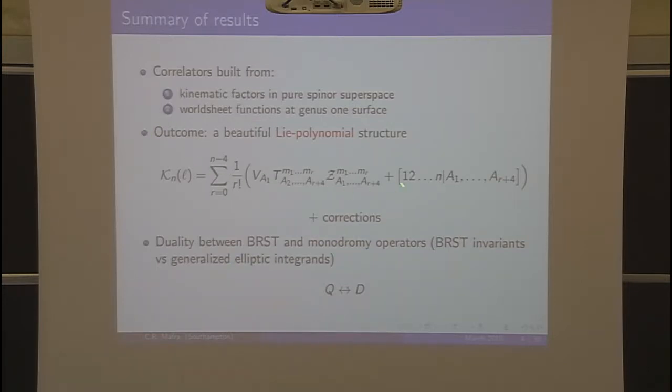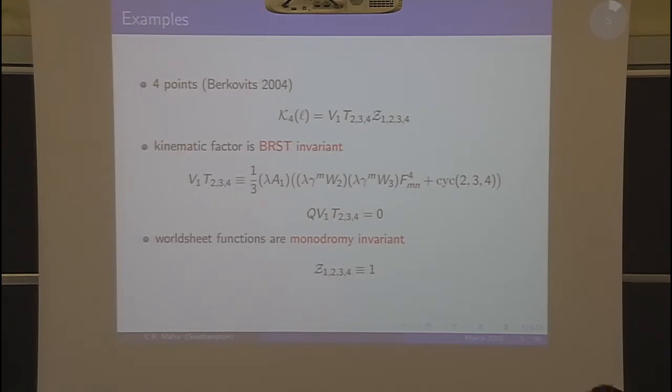And so that's the outcome of the correlator. And in the process of deriving these, we came across some very nice duality between BRST variations and monodromy variations. So, the BRST operator and monodromy operator, and this is the BRST operator, and we defined the monodromy operator, and this is related to a duality between BRST invariants and generalized elliptic integrands, and I will mention these later.